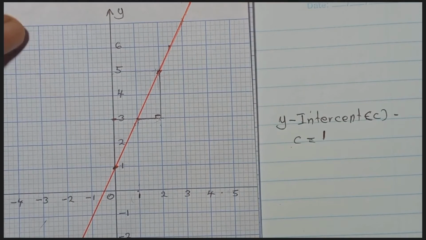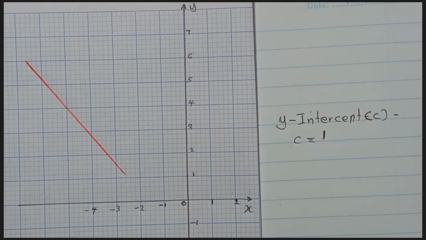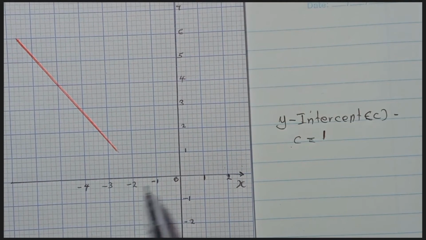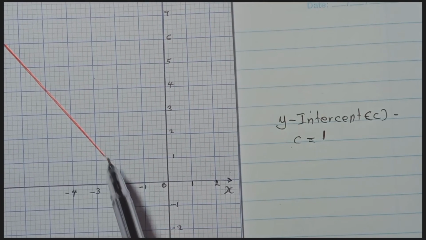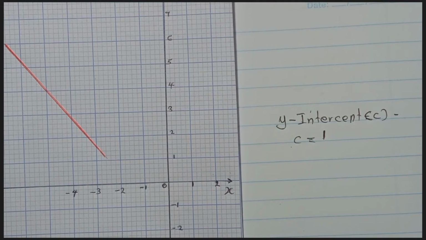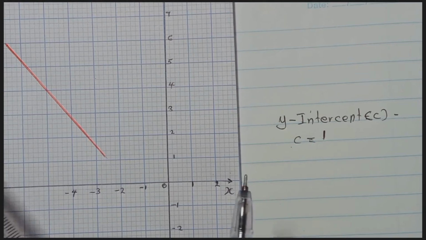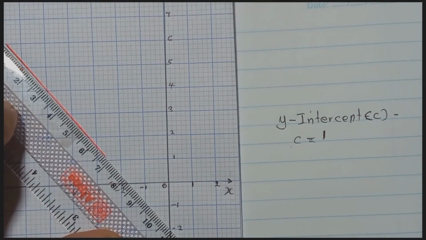Now, let's consider another graph. For example, think you got a graph like this. When you see this graph, you can't find the y-intercept at first, but if you extend this graph until it meets the y-axis, like this, right?